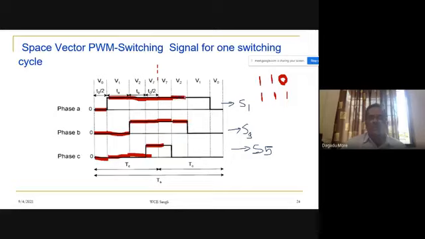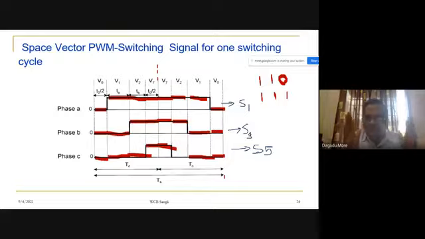Then we apply V1. V1 means only the upper device S1 is on, and S3 and S5 are off. And V0 means all upper devices are off: S1 is off, S3 is off, and S5 is off. So we obtain the switching signals for S1, S3, S5.